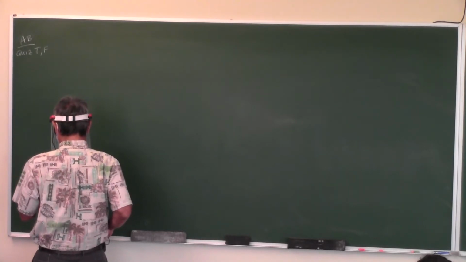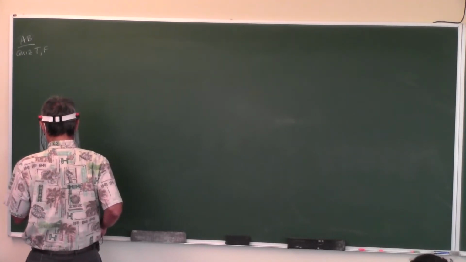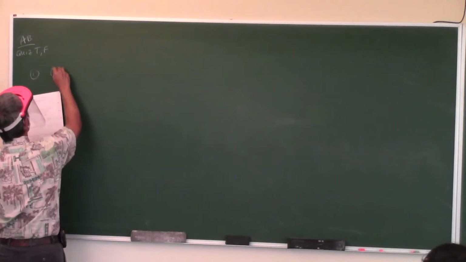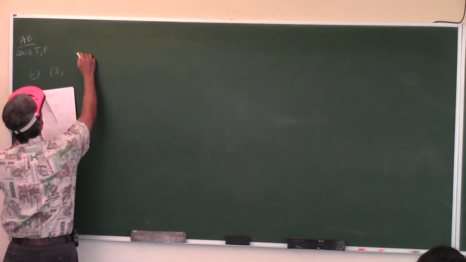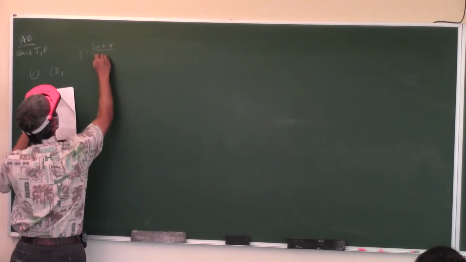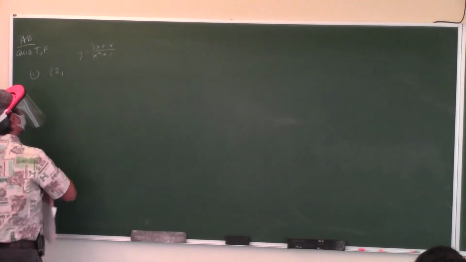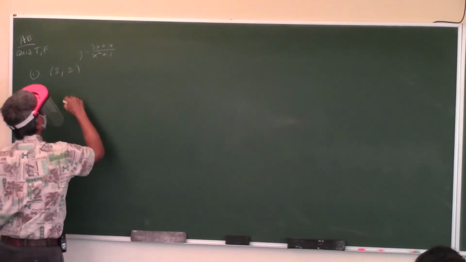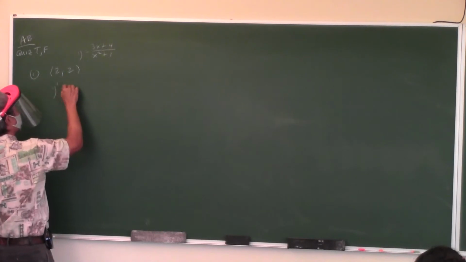It says write the equation of the tangent line. So first you need a point. So 2, and where's the function? Y. So if you plug in 2, you get 10 over 5, which is 2. And then you need the derivative for the slope.